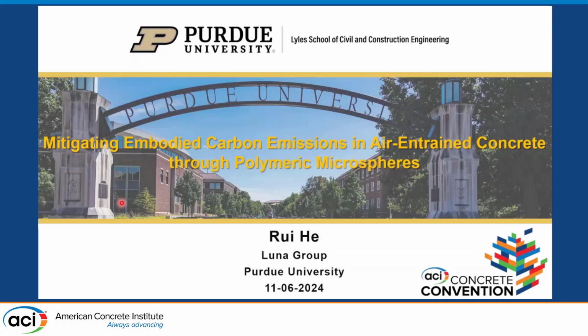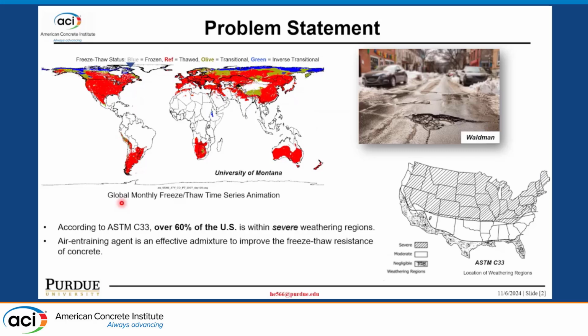Today I'm going to talk about how to mitigate the embodied carbon emission in air-entrained concrete, because I think embodied carbon emission is the topic of our session, right? First I'm going to talk about why we need to use air-entrained concrete, because freeze-thaw damage is a global issue for infrastructure. In the United States, over 60% is within severe weathering regions, according to ASTM C33. So in these areas, if you design, for example, a pavement or bridge deck, you need to entrain air to resist the freeze-thaw damage, right?